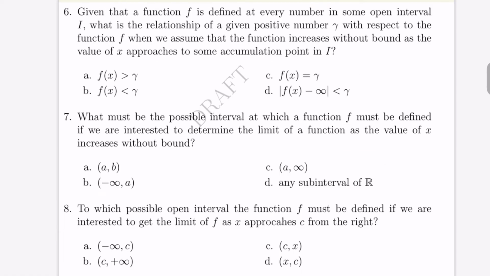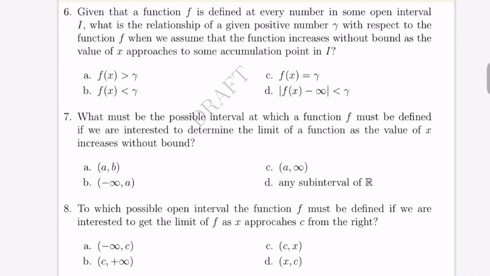Okay, so number 6, given that a function f is defined at every number in some open interval I, what is the relationship of a given positive number gamma with respect to the function f when we assume that the function increases without bound as the value of f of x approaches to some accumulation point in I?